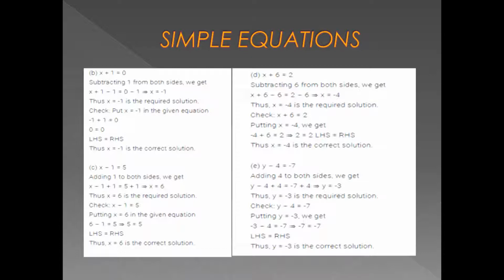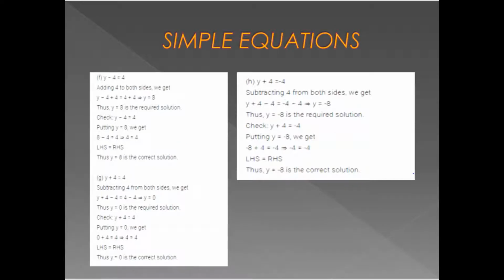Now again we'll check it. x is equal to minus 1: minus 1 plus 1 equal to 0. So 0 is equal to 0, which means left hand side is equal to right hand side. So x is equal to minus 1 is the correct solution. In the same way you can try the C, D and E parts.